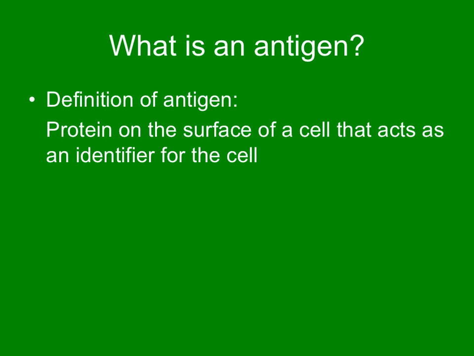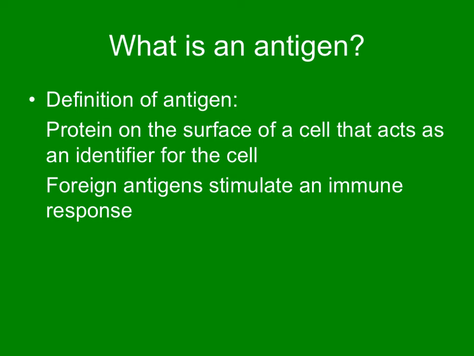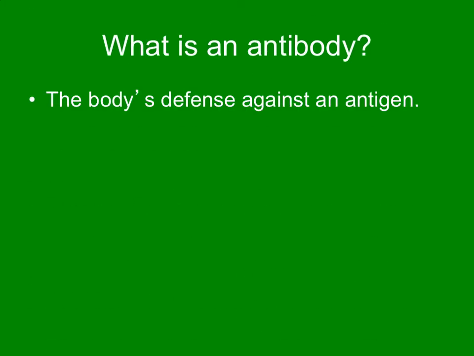All of Susie's cells are going to have identifiers on them that show that those cells belong as part of her body. Cells that don't belong as part of her body will not have the right protein, the right name tag. So they stimulate an immune response, kind of like the bouncer trying to kick them out. Antibodies are those protectors. They are the body's defense against a foreign antigen. They recognize ones that should not be there, and they try to stop them from continuing to survive in our bodies.